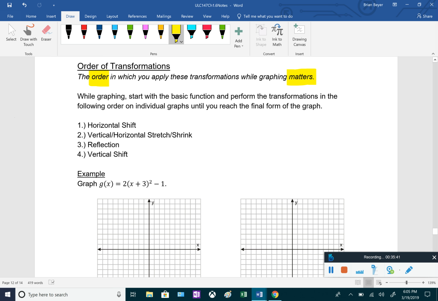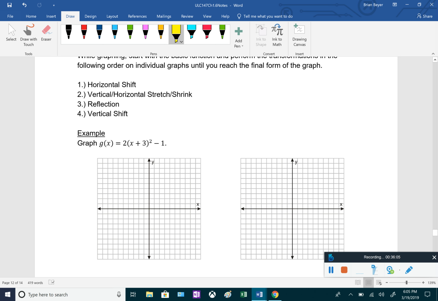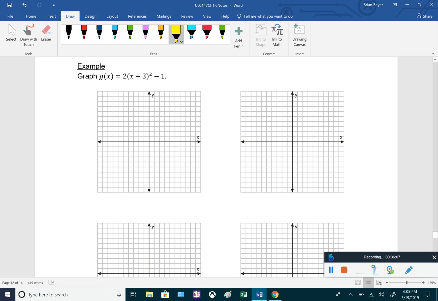So the order in which we need to apply these transformations is what I have right here. Horizontal shift first, and then after that apply a vertical or horizontal stretch or shrink, and then apply a reflection, and then apply the vertical shift. So we have to remember the order in which to apply them. If you apply them out of order, it may end up being incorrect. So let's see this example.